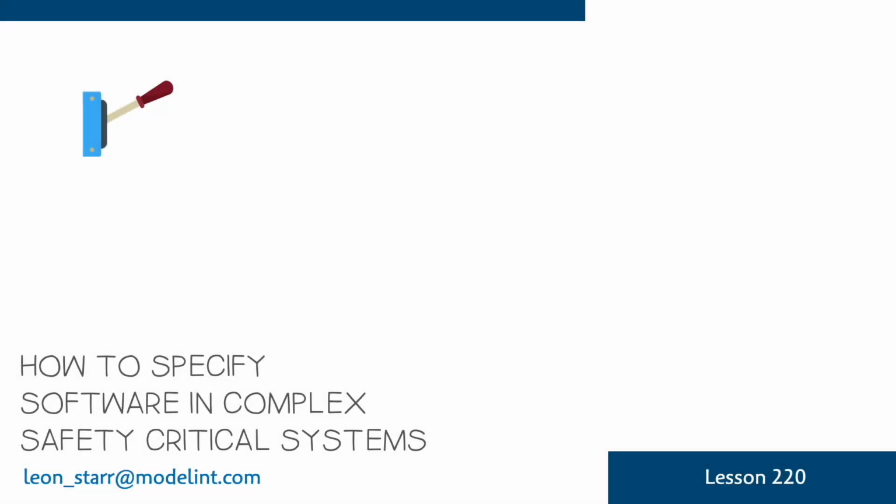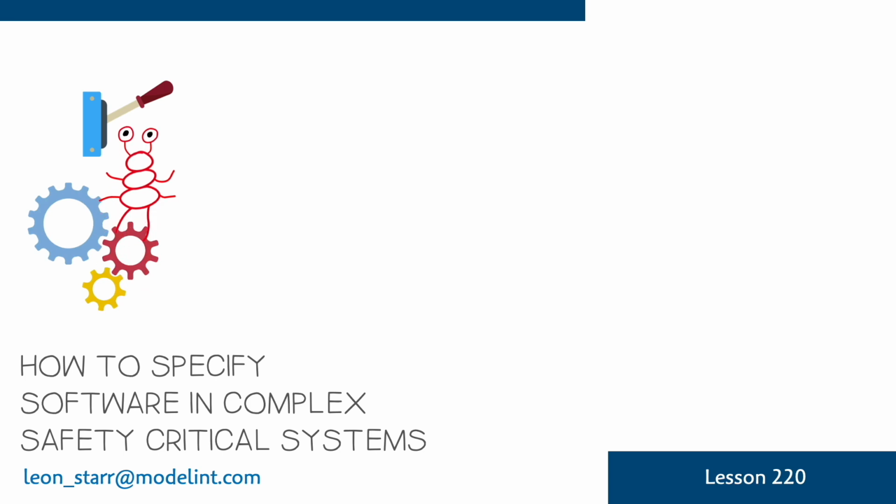Hi, I'm Leon Starr, and this is lesson 220 of my course, How to Specify Software in Complex Safety Critical Systems. In lesson 210, Platform Independent Classification, we saw how we could classify the entities in our system's world and then model their data using tables. It's this underlying table formalism that makes our classes executable.